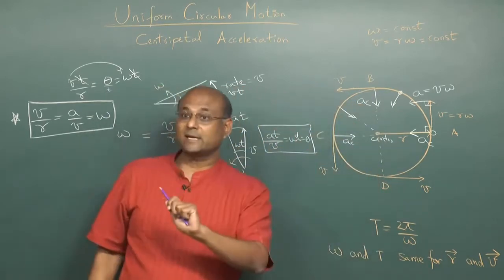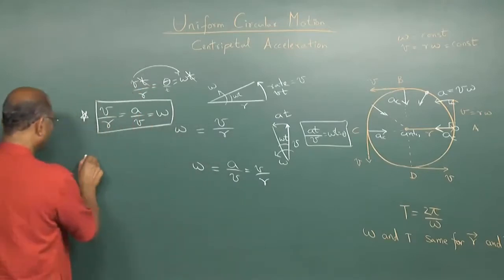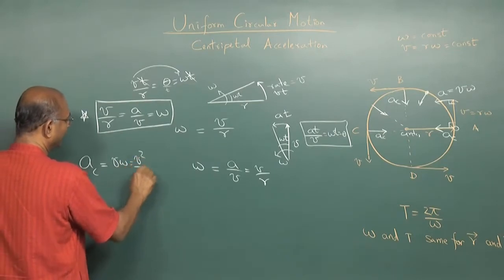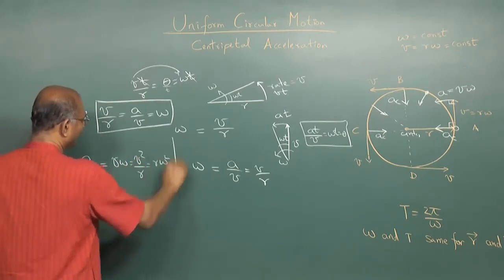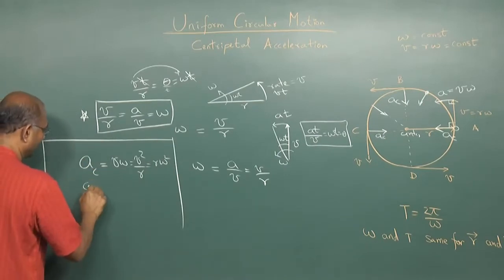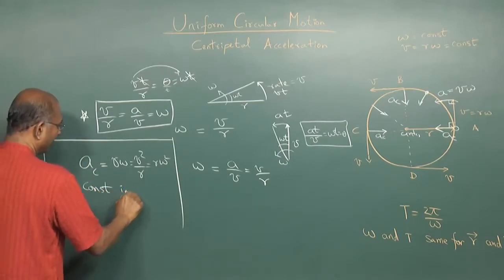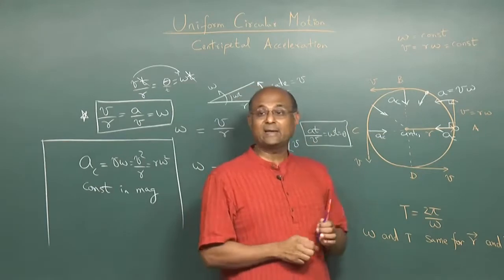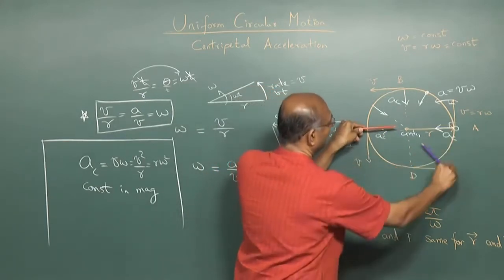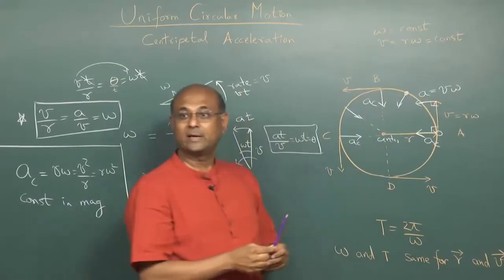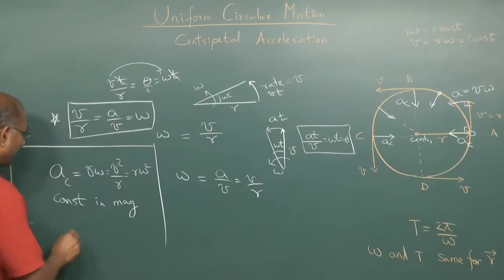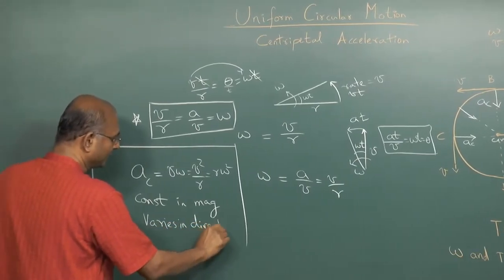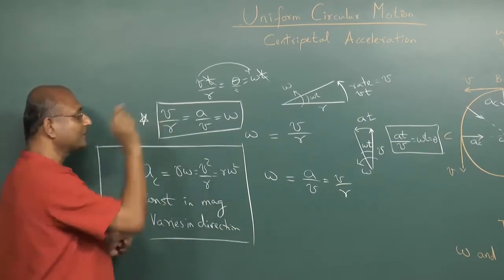So is it constant acceleration? No. The magnitude of the centripetal acceleration is constant. V omega, V square by R, right? R omega square. All of these are constant. So this is constant in magnitude. It is not constant in direction. It is always pointing radially towards the center like this. If you are here, it points like that. Okay? It is always in the opposite direction. So it varies in direction. Always towards the center. Okay?